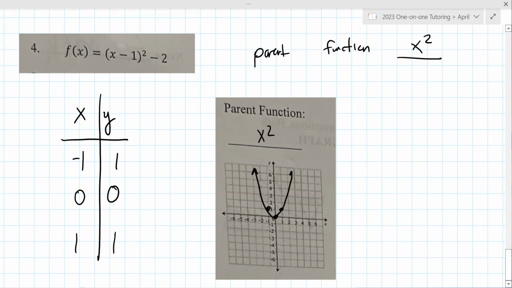Parabola. Let me know when you got that down. Okay. Okay. All right. Got it? Yeah.